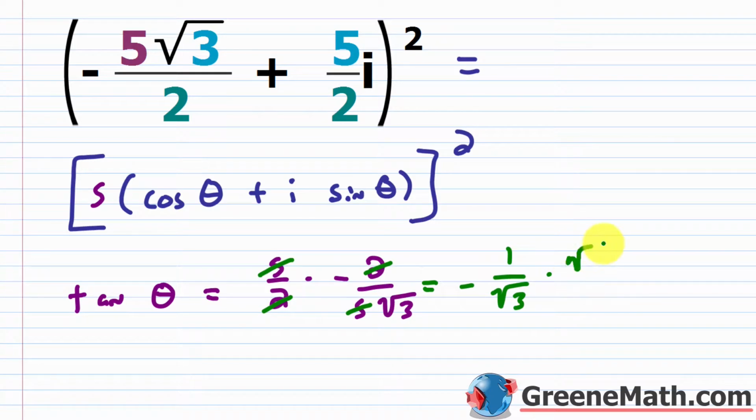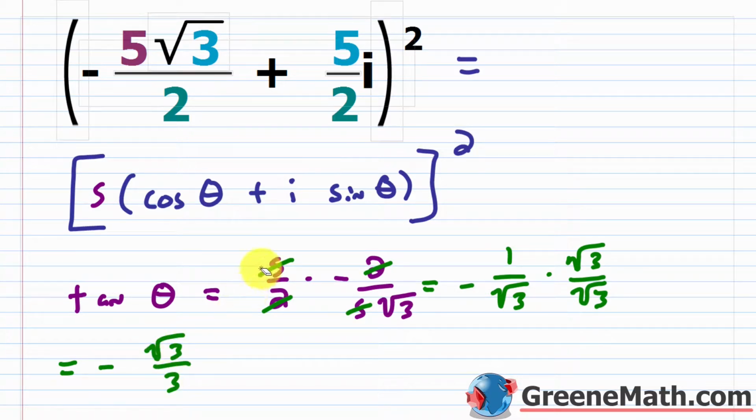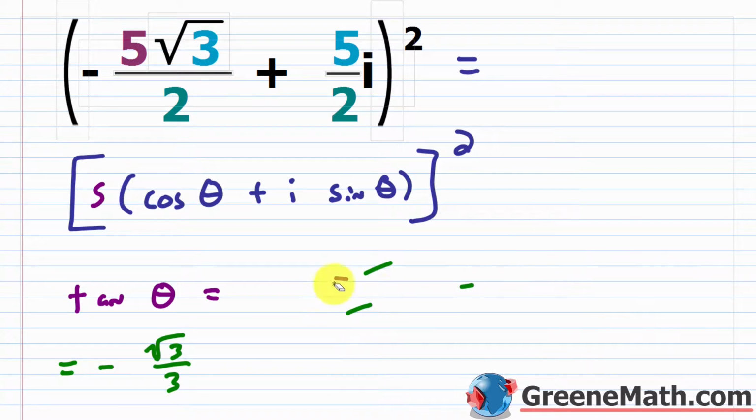Rationalize the denominator. This is square root of 3 over square root of 3. And so this gives me the negative of the square root of 3 over 3. Okay? So let's think about this for a moment. If I type this into my calculator, as the inverse tangent of this guy, I'm going to get something in quadrant 4, and I'm also going to get a negative angle. So it's going to rotate clockwise. That is not what I want.